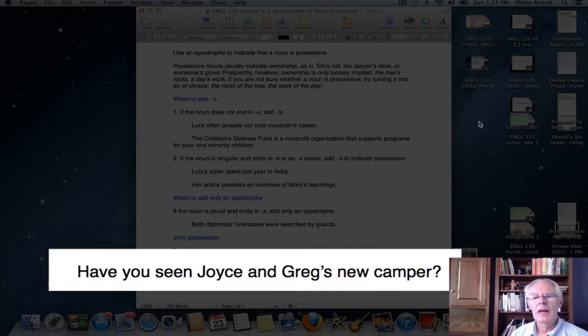So, have you seen Joyce and Greg's new camper? We only put the apostrophe S on Greg because Joyce and Greg both own the camper, and this is just an efficient way to designate that. So we just used the second. We only use the apostrophe S on the second noun.